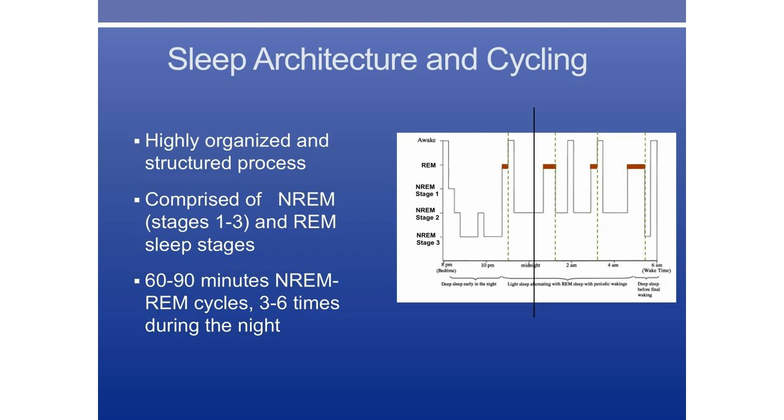So the sleep itself is very highly organized and structured and goes between non-REM, REM, and wake stages on a regular cycle throughout the night, with cycle depending on the age of the child or person, cycling between 60 to 90 minutes. And there are approximately 3 to 6 cycles per night. In the same graph, I want to point out that the deep sleep, slow wave sleep, or non-REM sleep stage 3 happens in the first third of the night, and REM sleep or dream sleep happens mostly in the second half of the night.